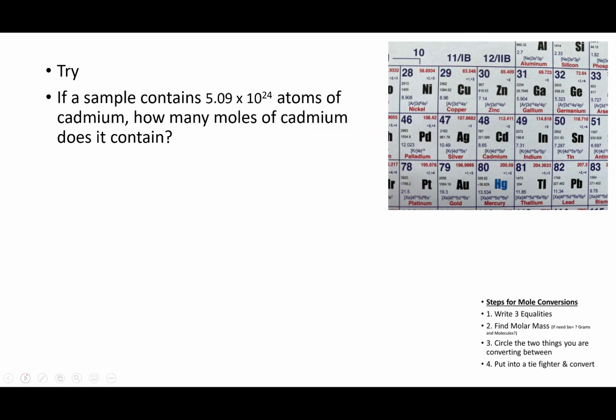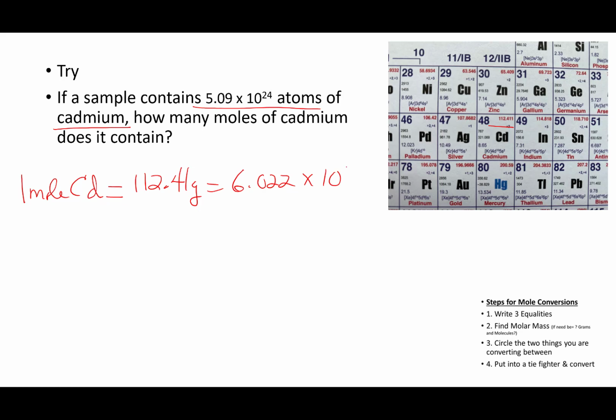Try one more. Okay, I've got this many atoms, and I'm talking about cadmium. So 1 mole of cadmium. What's my atomic mass of cadmium? 112.41 grams. Contains Avogadro's number of atoms. I'm also trying to really stick this in your brain that 1 mole of anything is that many atoms.